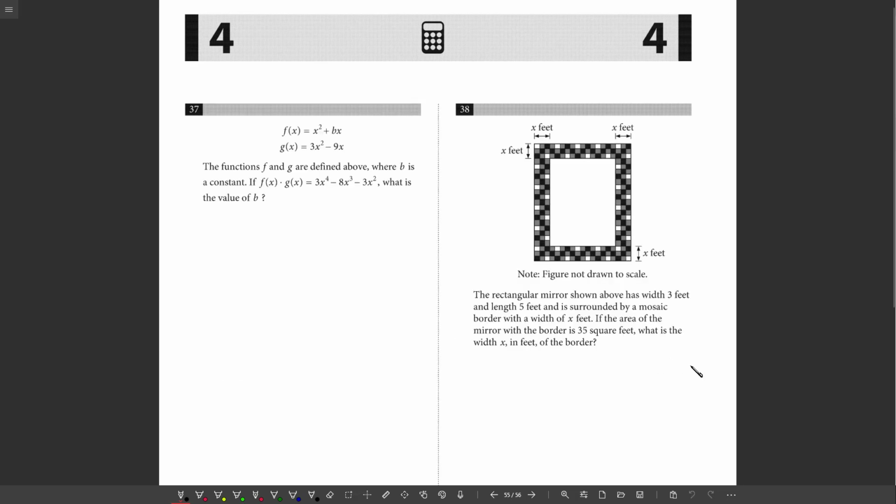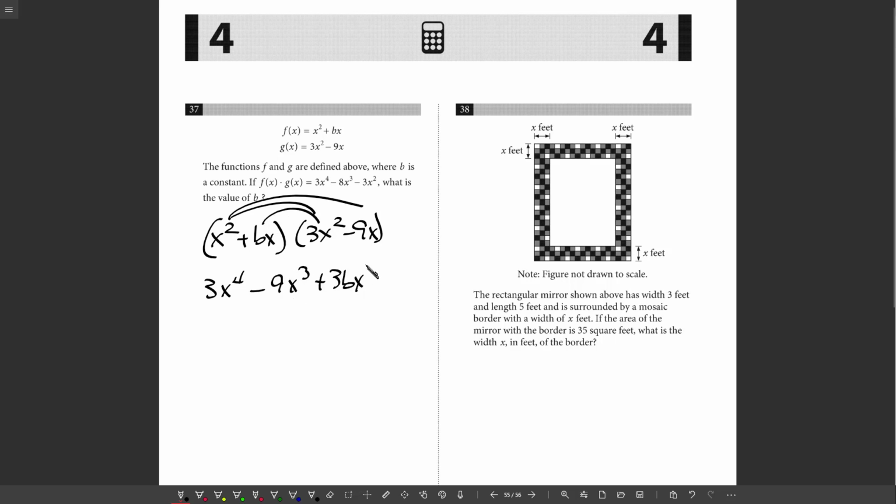37. I'm going to multiply these functions and get that thing. And what's the value of b? So let's just write out x squared plus bx. We're going to multiply that by 3x squared minus 9x. That's a little annoying, but I'm just going to FOIL these and then try to match it with what they say the result is. So 3x squared times x squared is 3x to the 4th, minus 9x cubed, plus 3bx cubed, minus 9bx squared. Okay.